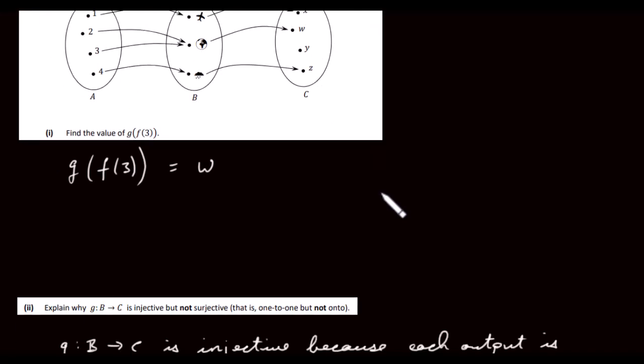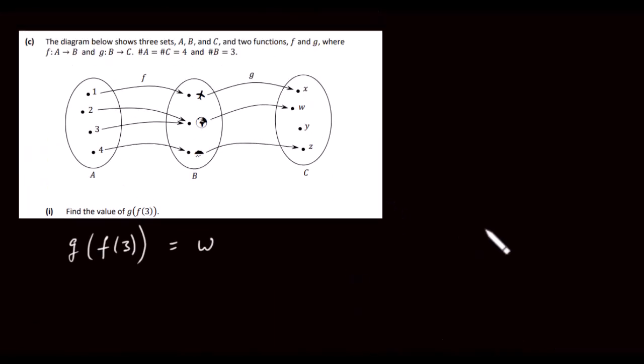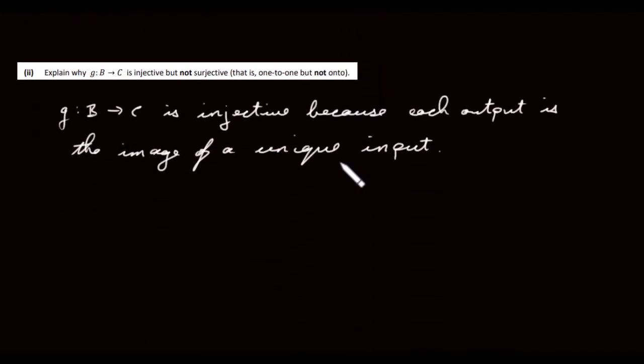So it is injective, but why is it not surjective? It's not surjective because we're not using all of the elements in the codomain. We're not using all of these elements here. We're not using y. We're using x, we're using w, we're using z. They're all outputs, but y is not one of the outputs. It's a member of the codomain, but it's not one of the outputs. So that's really it.